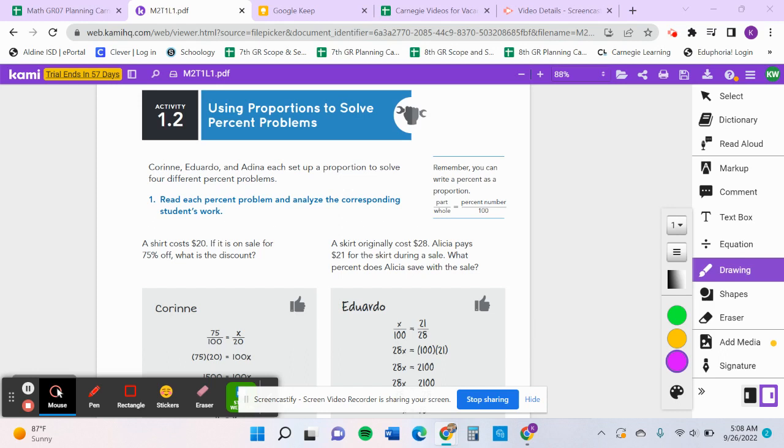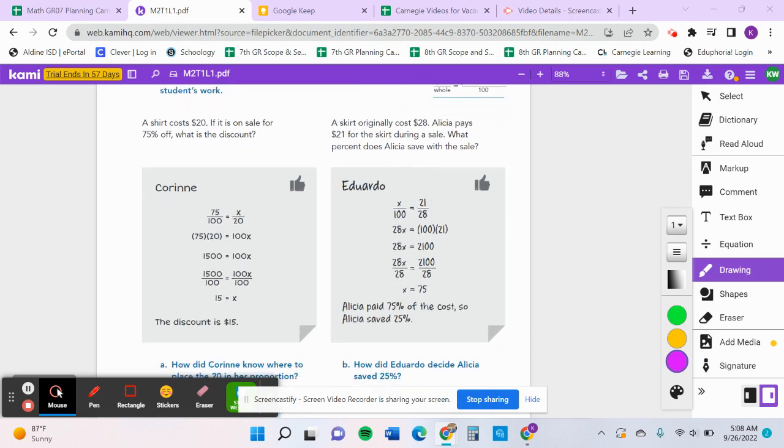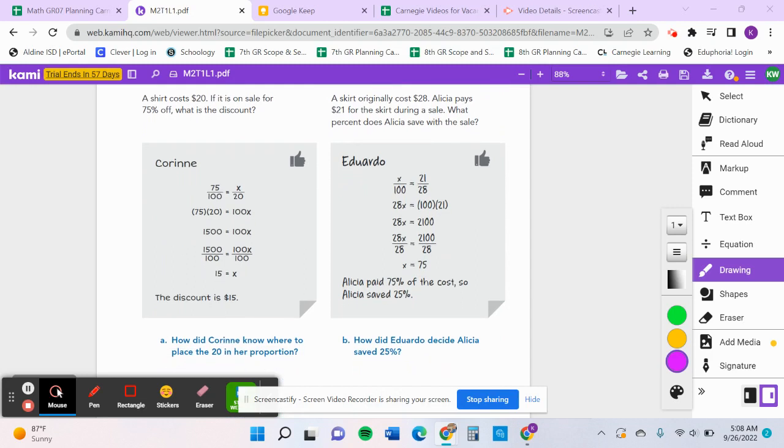Corinne, Eduardo, and Adina each set up a proportion to solve 4 different percent problems. Number 1 says, read each percent problem and analyze the corresponding student's work. So let's go ahead and look at Corinne and Eduardo's work. A shirt costs $20. If it is on sale for 75% off, what is the discount? That is the problem that Corinne is solving. Eduardo is solving this one.